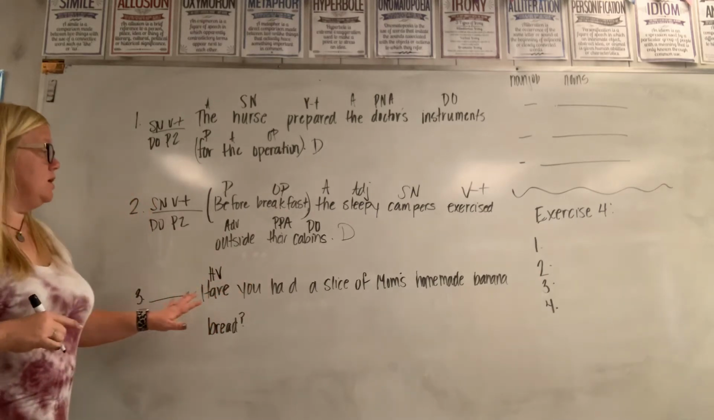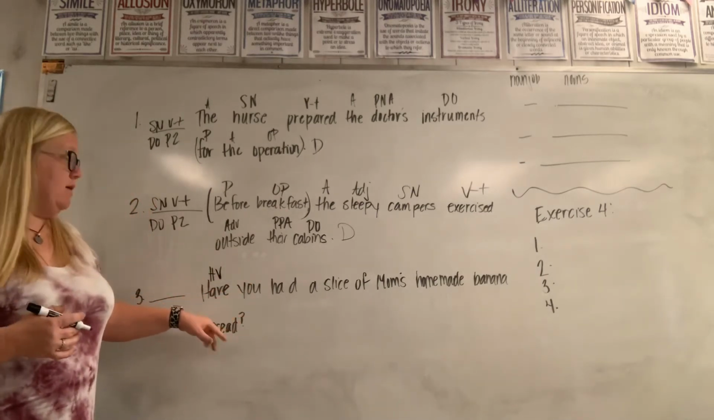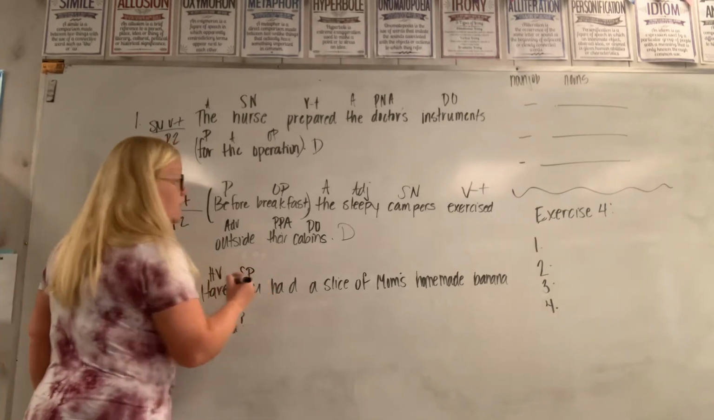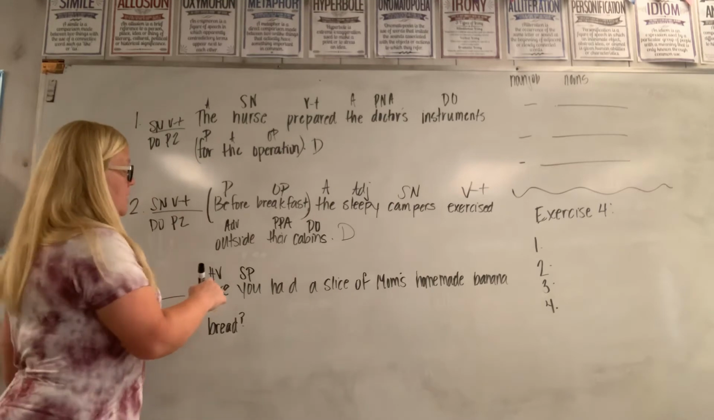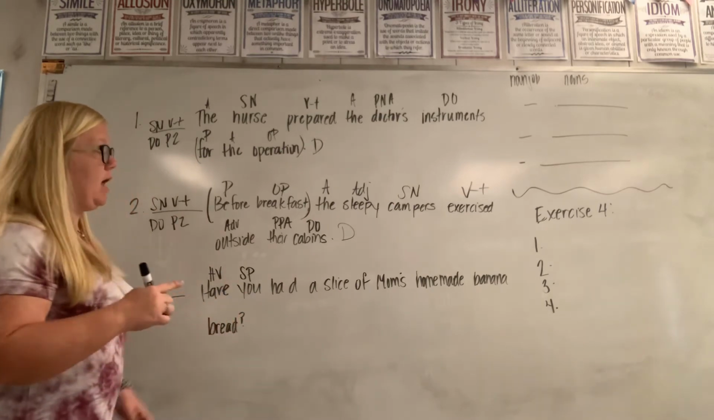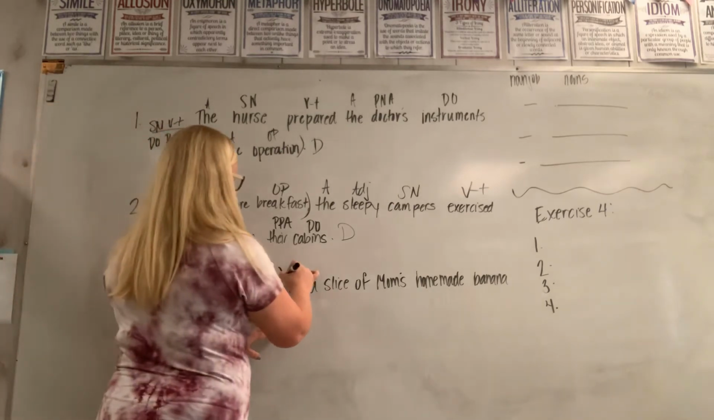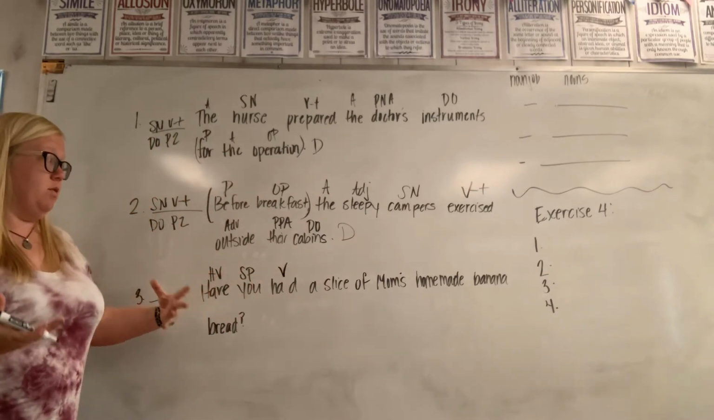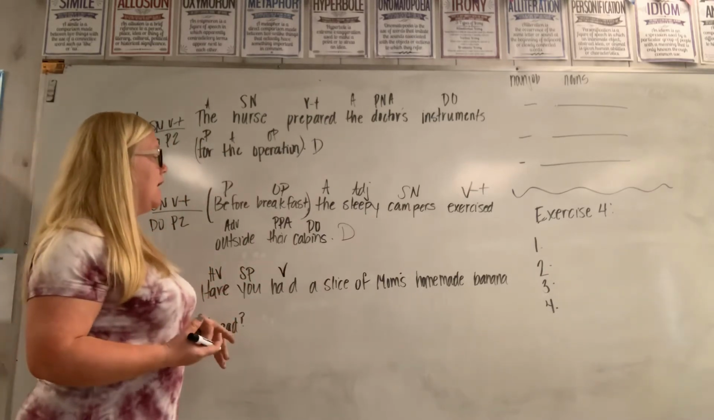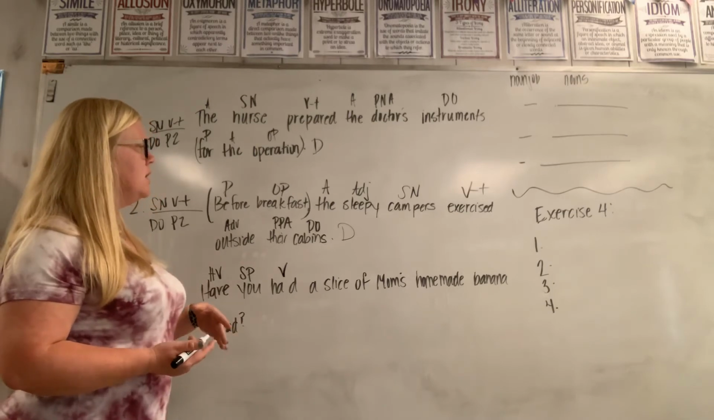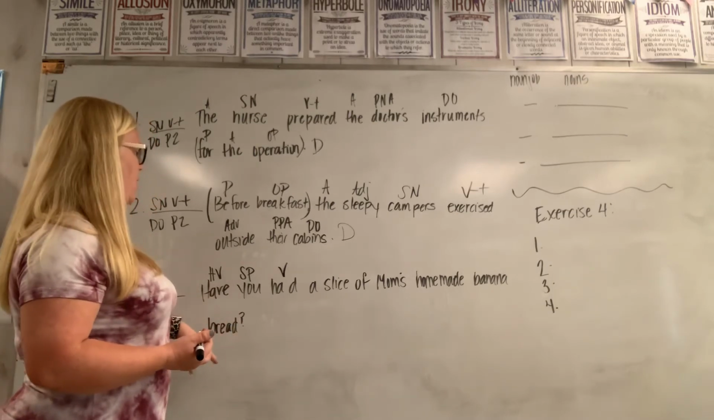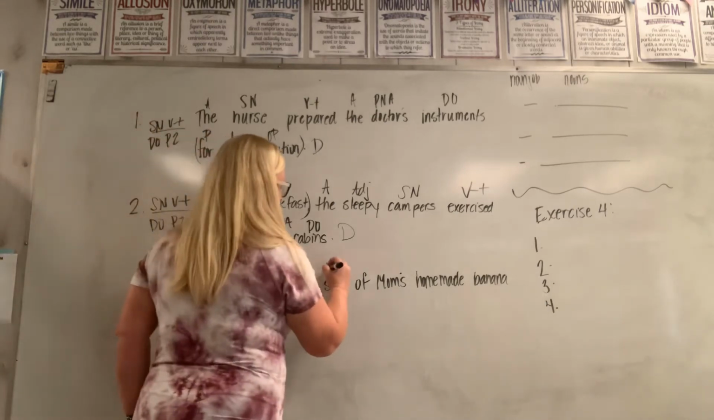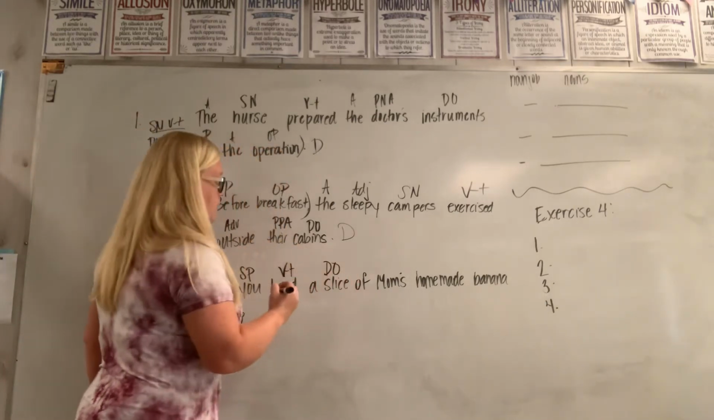And what's the sentence about? Who's it about? It's about you, because it says have you. So you is our subject pronoun because you is a pronoun. Have you had? Had is our verb because it's asking what you're doing, like had. A slice of Mom's homemade banana bread. Have you had what? It's saying a slice, so that's a direct object. So we turn this to verb transitive.